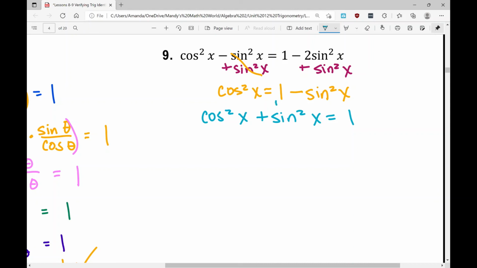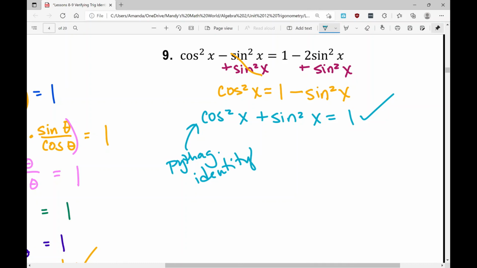So I could rewrite this as cosine squared x equals cosine squared x. But I can end with this fundamental trig identity right here that we know to be true. And I'm going to go ahead and just write that this is a Pythagorean identity, and I can use that in my last and final answer.